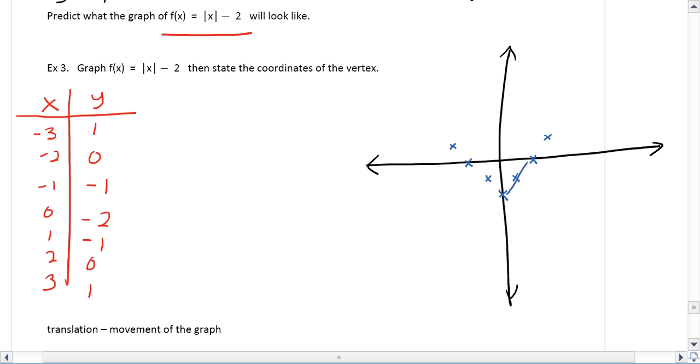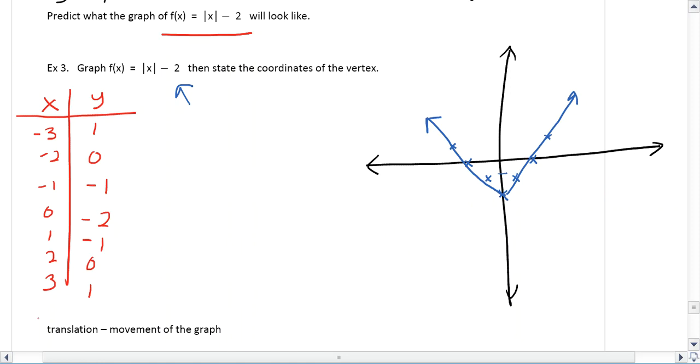The V got moved down. In fact, it got moved down 2 units. So that's what this -2 did to the V. It moved it down. These two things that we just did, we took the V and we moved it up 4 in the last example. In this example, we moved it down 2.